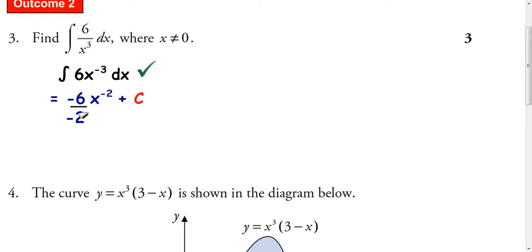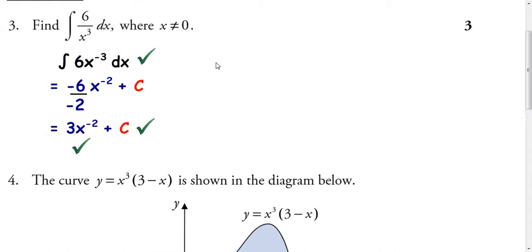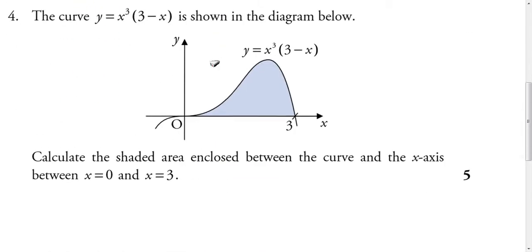So divide negative 6 by negative 2, and you get 3x to the minus 2, get a mark for that. And then remember your plus c, you get a mark for that, 3 marks. Question 4 is out of 5. So if you get these two correct, you've passed the NAB.